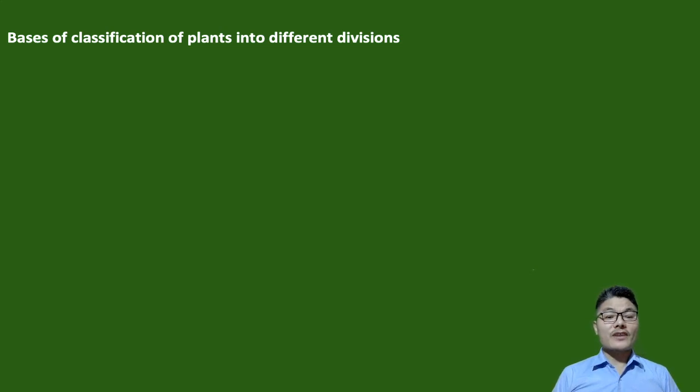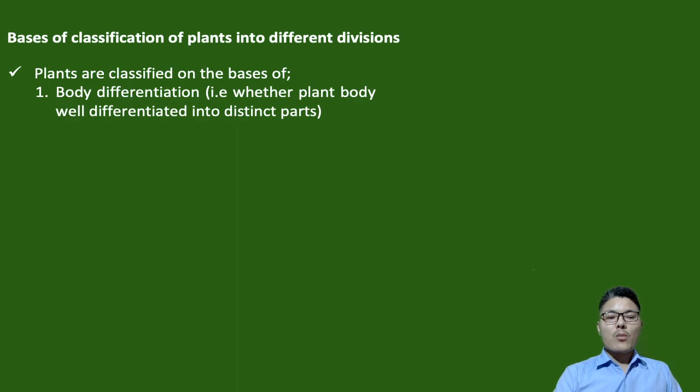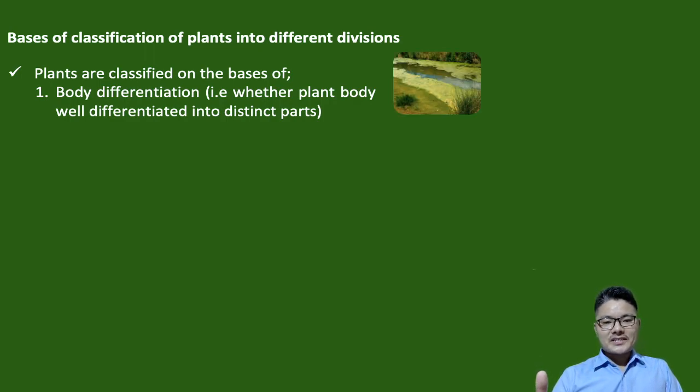Now, what are the bases of classification of plants into diverse divisions? The term bases here is the plural form of basis. So the basis of classification of plants into different divisions or groups is on the basis of body differentiation, whether the plant body is well specialized into different parts or not, well differentiated into different parts or not. We know that some plants are unicellular. Earlier, scientists categorized algae under plant kingdom.